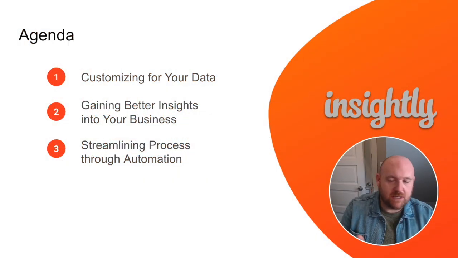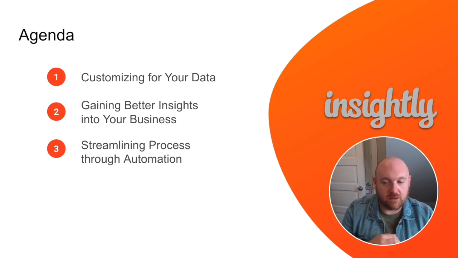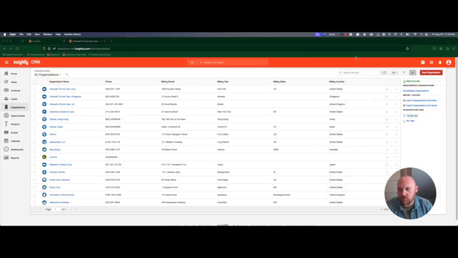So we're going to break today down into 3 different segments to really level up your CRM game. Number 1 is customizing for your data. Number 2 is then gaining better insights into your business by leveraging that data. And then 3 is streamlining process through automation. Let's dive into it. Hi everyone, welcome into our instance of Insightly.